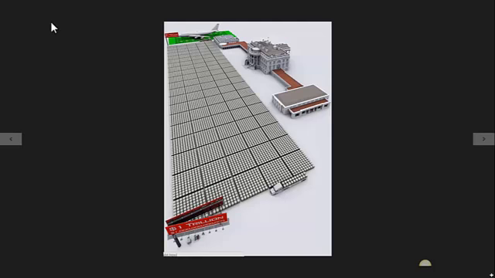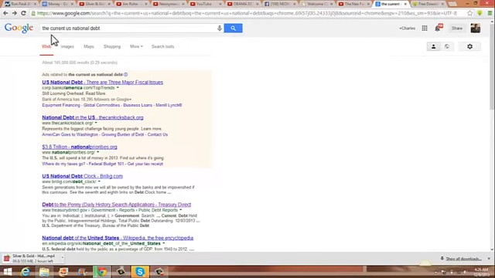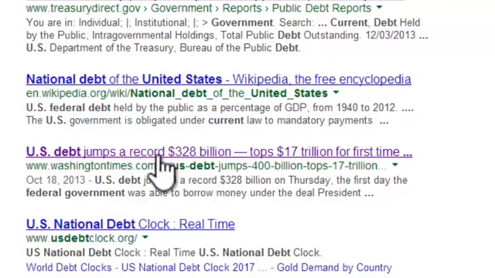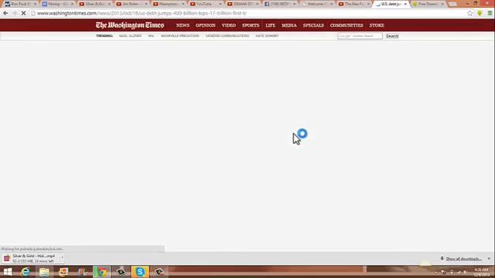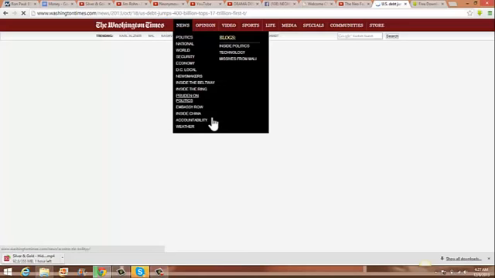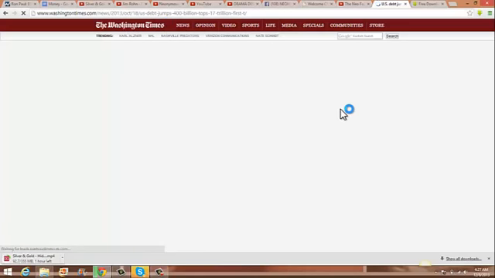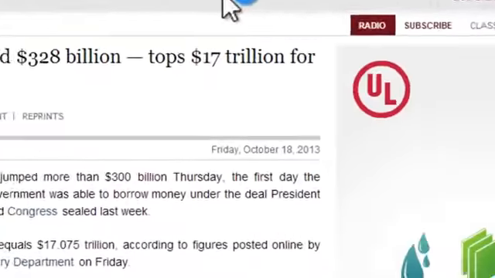Now, why is that relevant? Let's take you over here. I typed into Google the current U.S. national debt, and these are the results I found. Oh, what do we have here? U.S. debt jumps a record 328 billion, top 17 trillion for the first time. Let's click that and see the information we can find out. Now, this was published by the Washington Times. Come on, come on. All right, here we go.